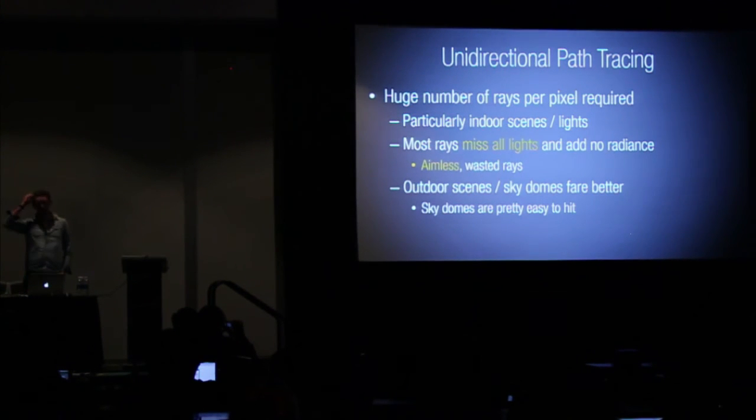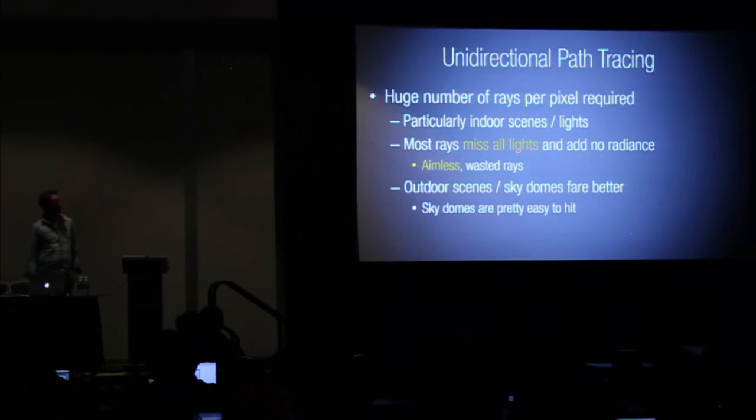You need an enormous number of rays per pixel to get a good result with this, particularly for indoor scenes. Because most rays that you cast and bounce don't actually end up hitting anything, they just disappear into space, or they miss all the lights and don't add anything. Unless you trace them all to infinity, which you probably can't do. So you end up with a lot of wasted rays. Outdoor scenes fare better because you're more likely to end up hitting the sky dome at some point.